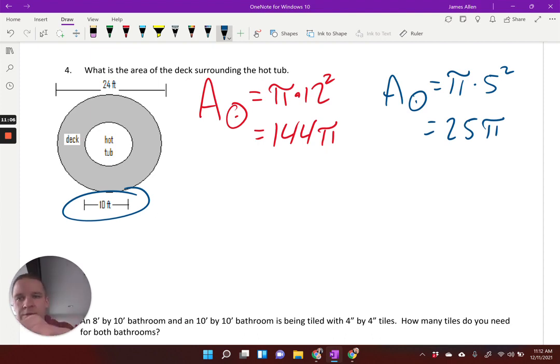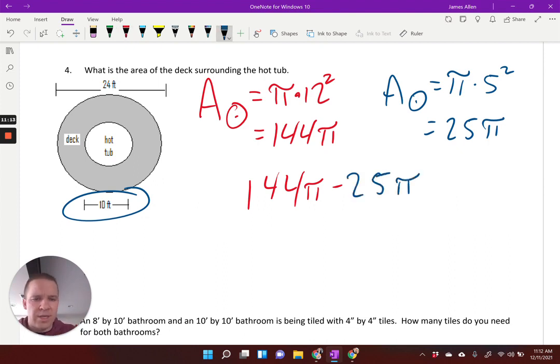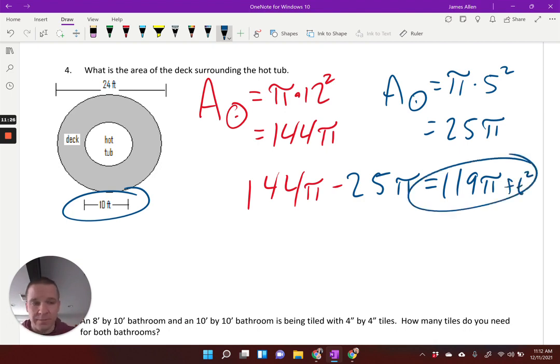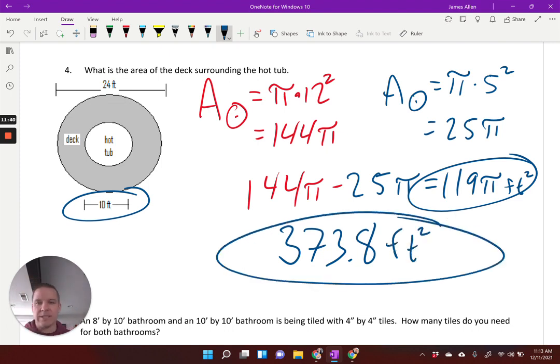Cool. So now I can do 144 pi minus 25 pi, and we can get ourselves a wonderful exact answer. Let's see, it'll be 119 pi, and that would be feet squared. I can also plug that into my calculator. So if I just type in 119 times pi into my calculator, I'm going to get 373.849, so 0.8 feet squared. That would be acceptable as well.